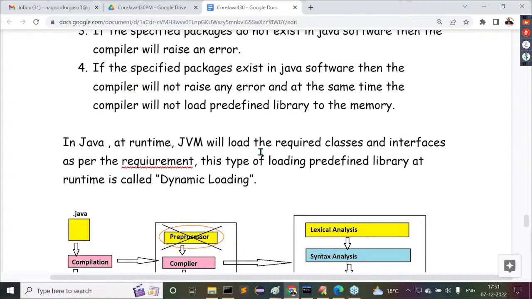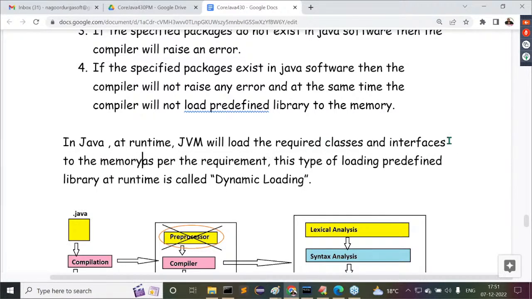In Java at runtime, JVM will load the required classes and interfaces to the memory as per the requirement. This type of loading predefined library at runtime is called dynamic loading.